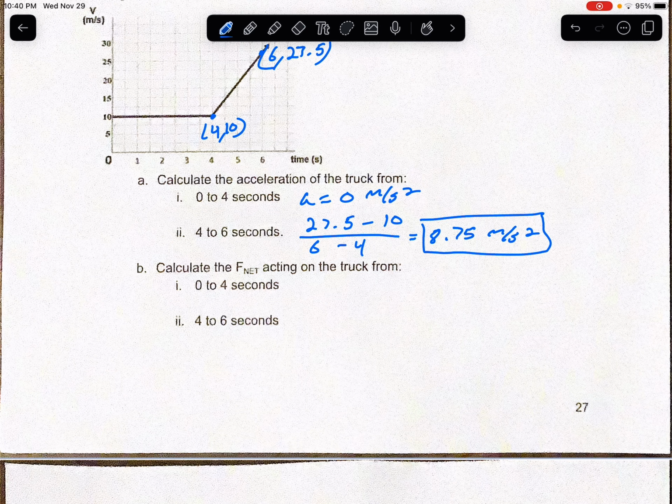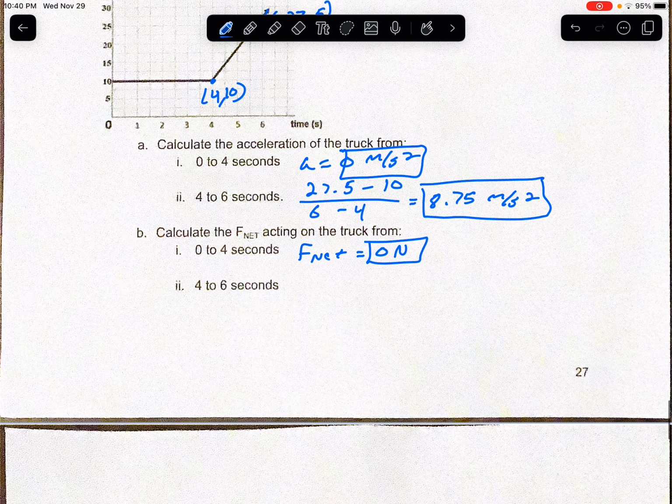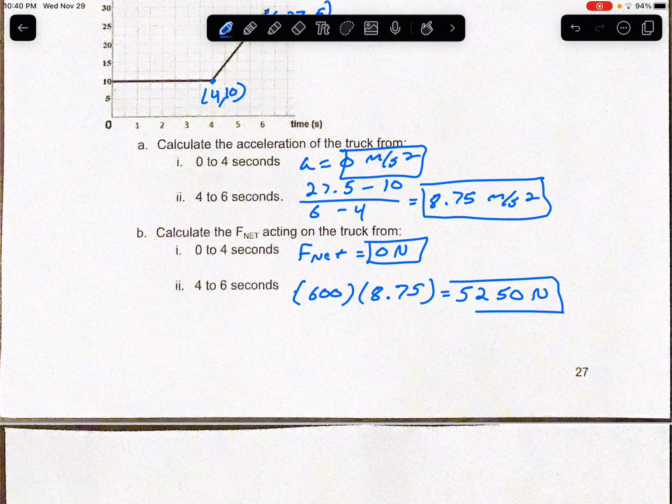Now I'm going to calculate the net force from 0 to 4 seconds. Well, if a is 0, and F equals m times a, that means net force has to be 0. So there's your answer for that one. Next one, I'm going to do my mass times acceleration. My mass was 600 kilograms. My acceleration was 8.75. And you're going to get 5,250 newtons. So graphs are pretty easy. There's not much there, so that'll end that one.